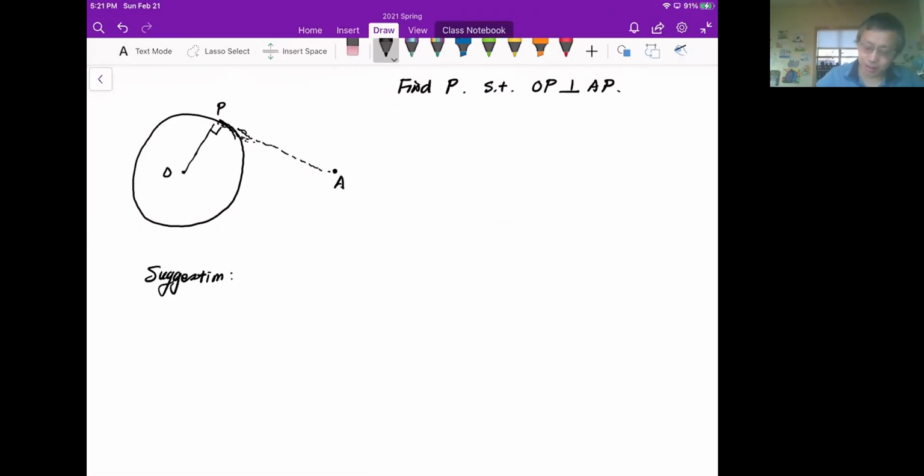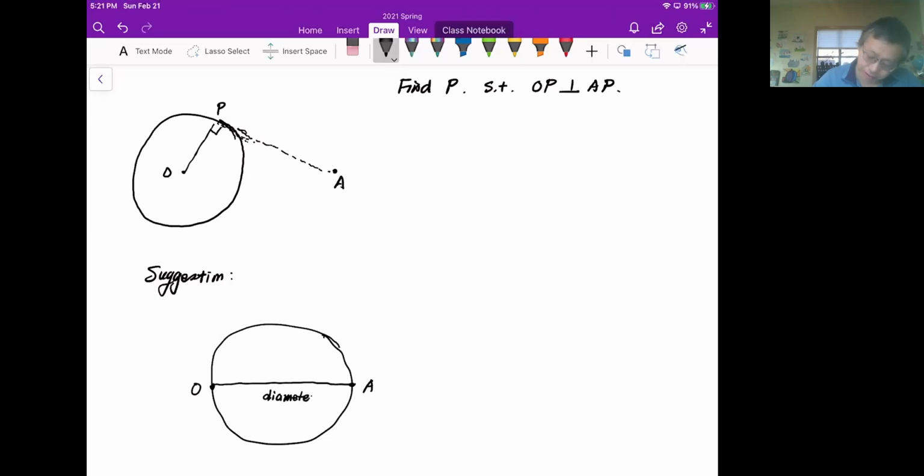How could I get a point P with that right angle? Some time ago we said that if I have a circle here, so let's say this is O and this is A, I can draw OA as a diameter. So this is the diameter. And then any point P on the circle can form a right triangle here. Can you see that? That's the problem we did earlier. And my suggestion is you use this.